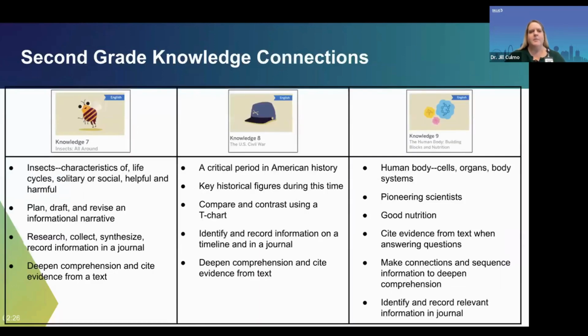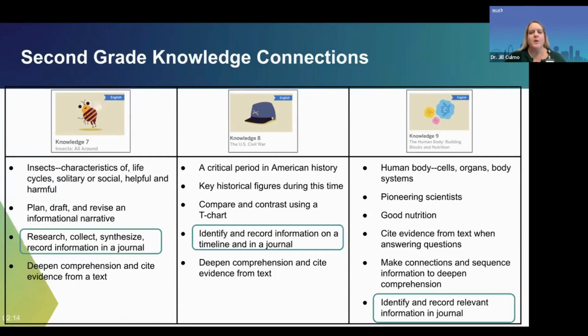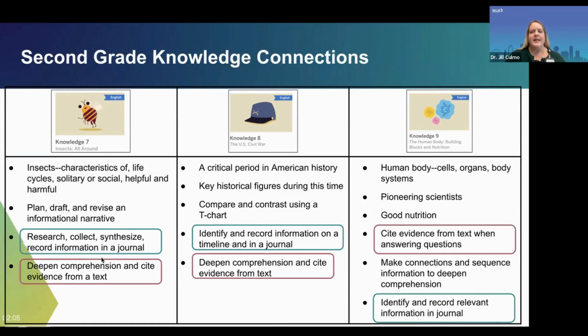Now let's look at some connections across the domains in second grade knowledge for quarter 3. You can see that students will be recording information and writing in journals in all 3 of these units. They will have to work on citing evidence from text, which is great practice for our text-based responses, getting them ready for 3rd grade in all 3 units.